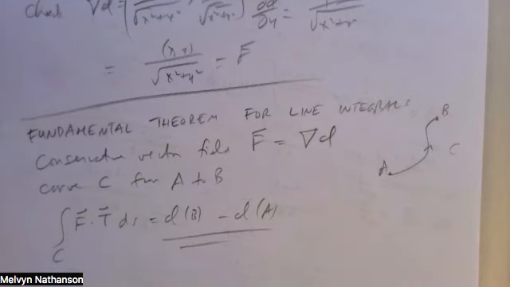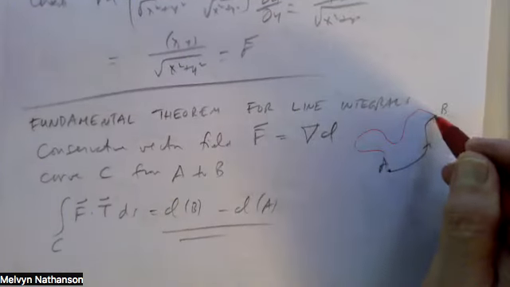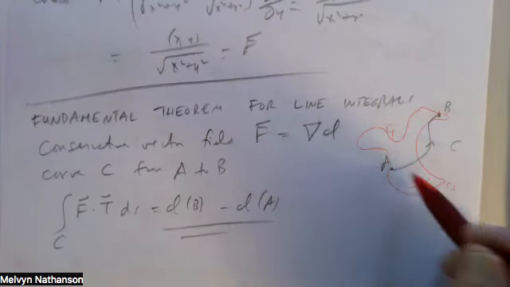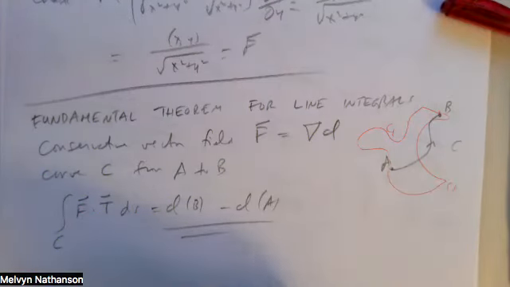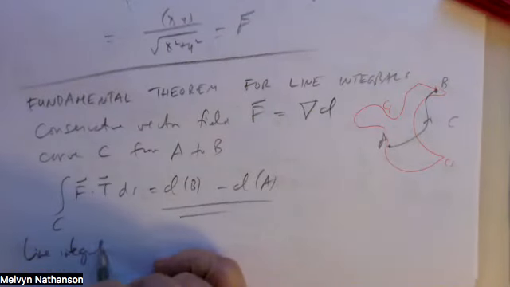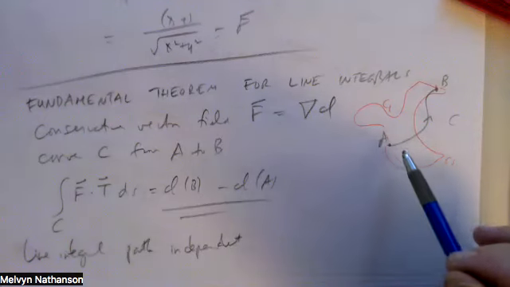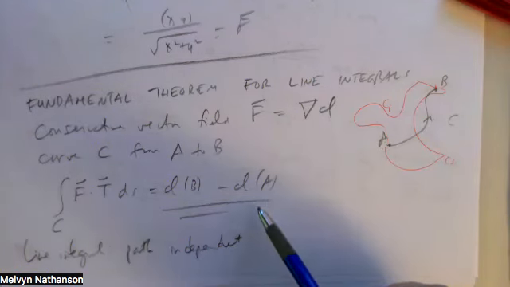And what this means is that for a conservative vector field, the value of the line integral only depends on the starting point and the end point of your curve. You have another curve from A to B. Any curve from A to B. The integrals along all of these curves are just phi of B minus phi of A. It doesn't depend on the path. So the line integral is what we call path independent. If you take any path whatsoever from A to B, the line integral along that path has the same value regardless of the path that you choose.